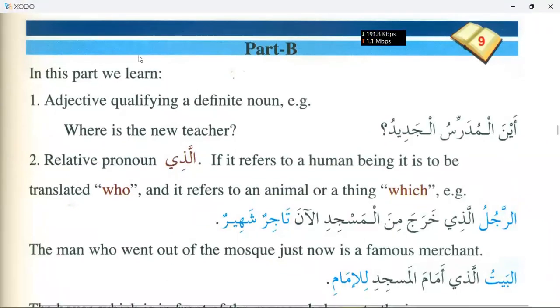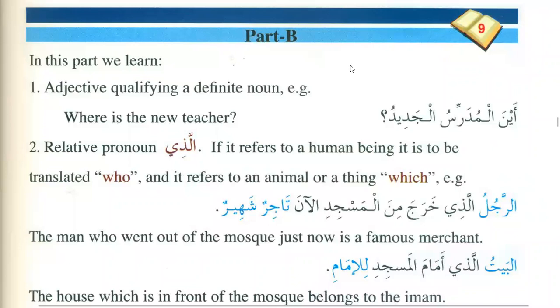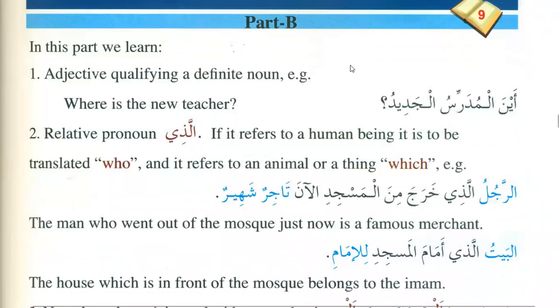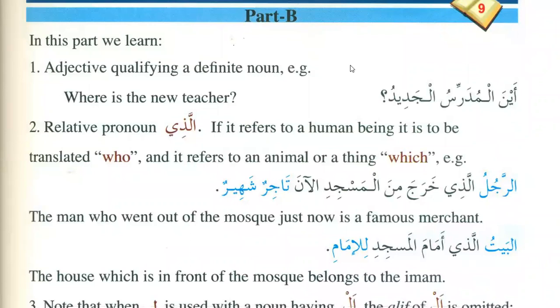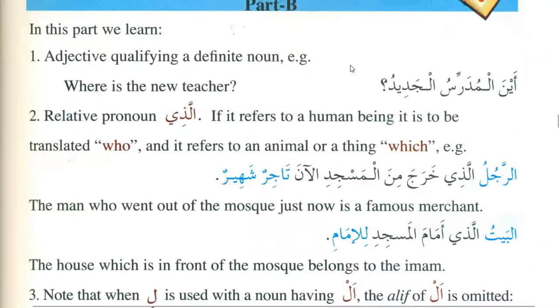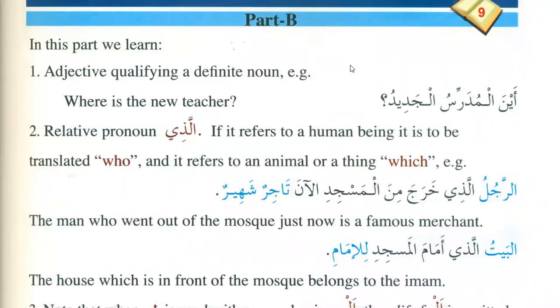Part B, Miss Vidad. In this part, we learn adjective qualifying a definite noun. Example. Aina al-mudarris al-jadidu? Where is the new teacher? Relative pronoun alladhi, it refers to a human being, it is to be translated who. And it refers to an animal or a thing, which. Example, ar-rajul alladhi kharaja min al-masjid and tajiru shahir. The man who went out of the mosque just now is a famous merchant.